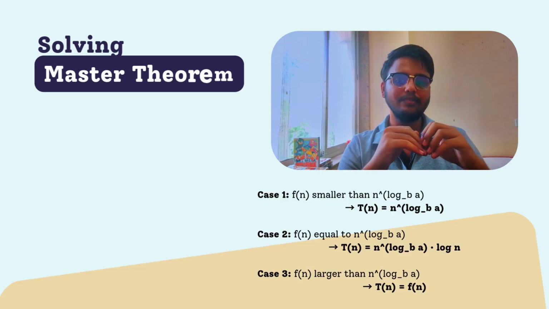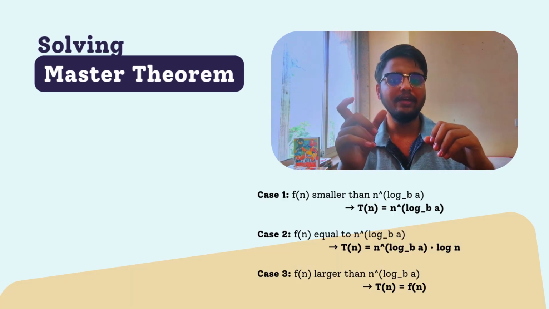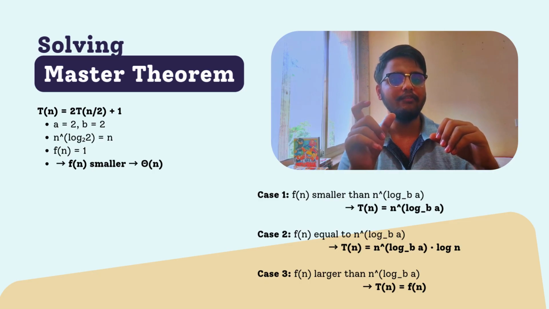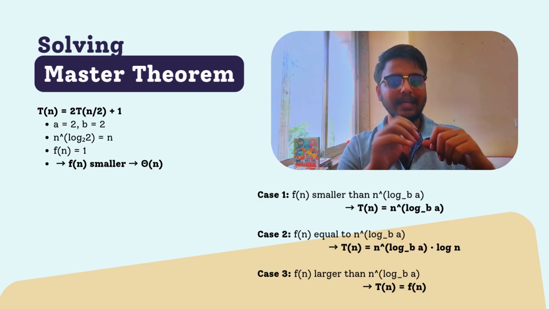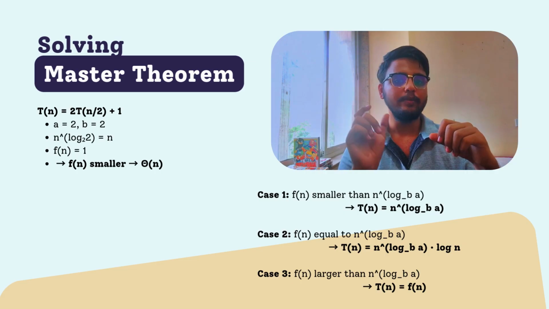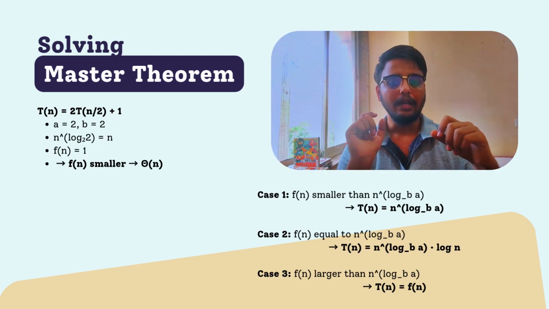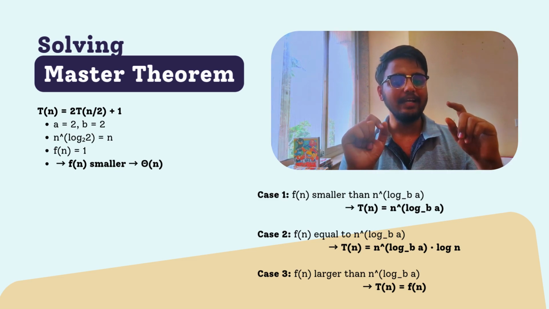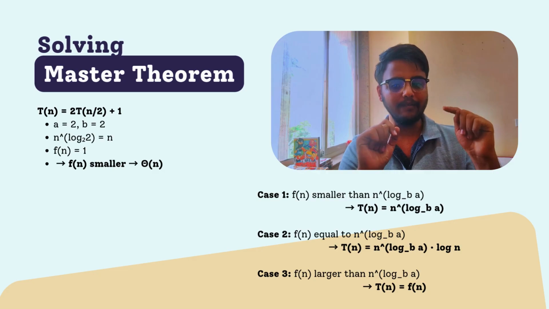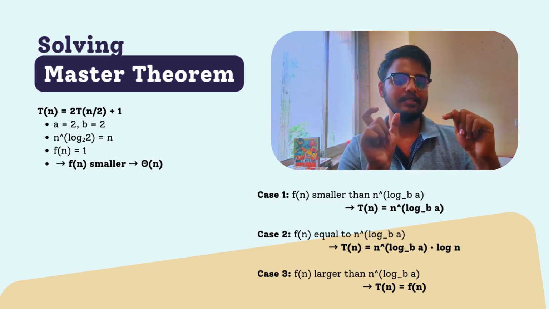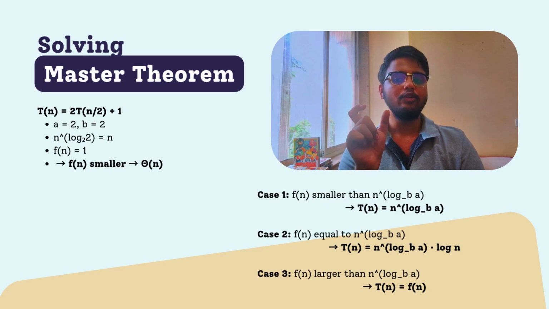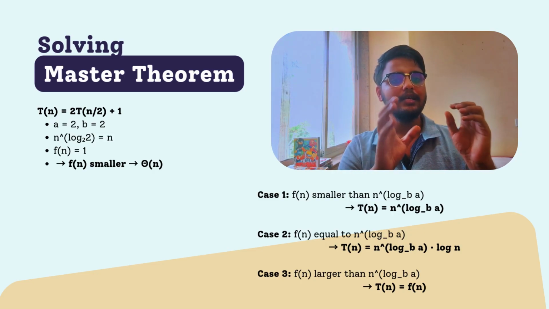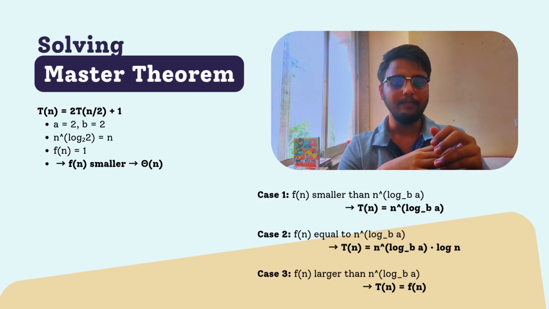So an example of this can be understood as T of n equals 2 times T of n by 2 plus 1. Here a is going to be 2, b is 2, n to the power log 2 to the base 2, that is n to the power 1, which is going to be n. So f of n equals 1. The result is going to be T of n equals big O or theta of n.